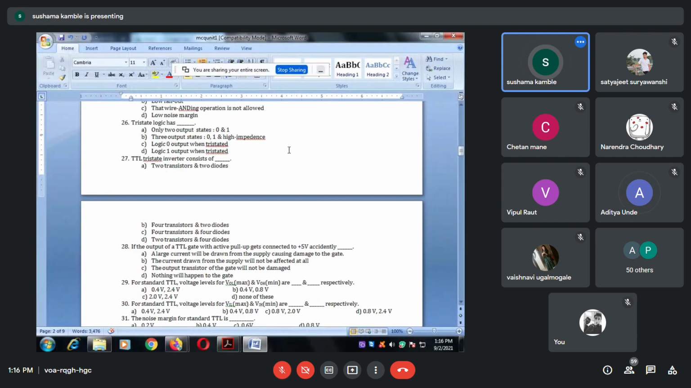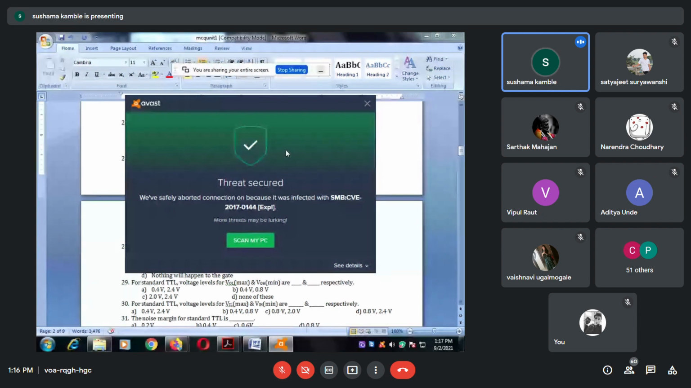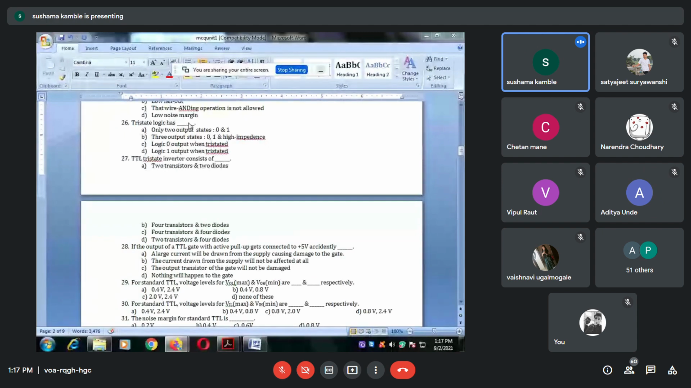Tri-state logic has, अभी बोलो option. अभी बोला हमने. B. D. Tri-state logic has. Can there be D option? Only 2 output states. It is wrong because we are saying that there are tri-states. 3 output states, 0, 1 and high impedance. Third is a logic 0, output when tri-stated. Logic 1, output when tri-stated. What is the D? There are 3 states.